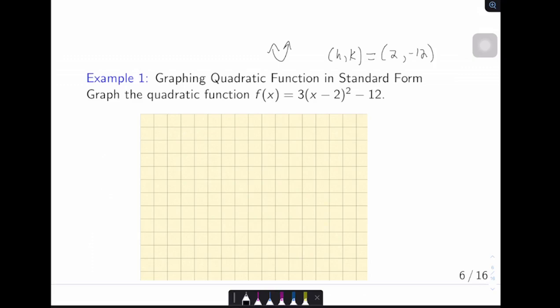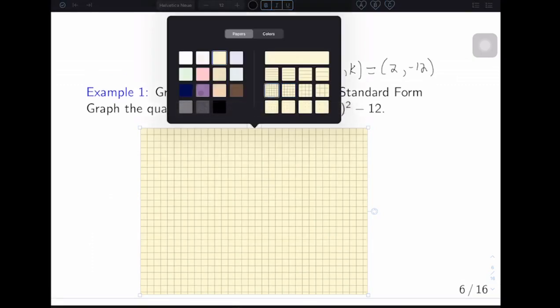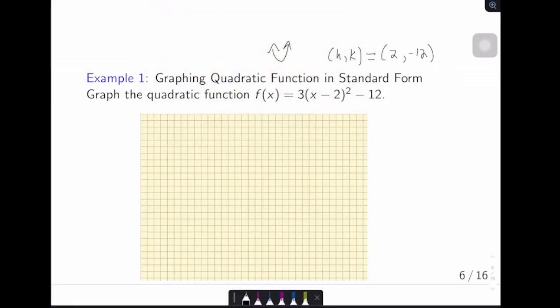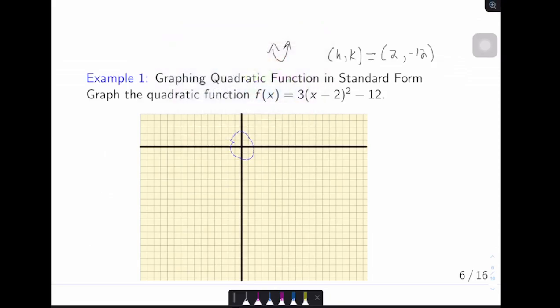I'm going to go ahead and change this paper a little bit, because 12, I can tell you right now, is going to be quite far down. All right, so let's just start off by graphing our vertex. So that's 2 in the x and negative 12 down. 1, 2, 3, 4, 5, 6, 7, 8, 9, 10, 11, 12.